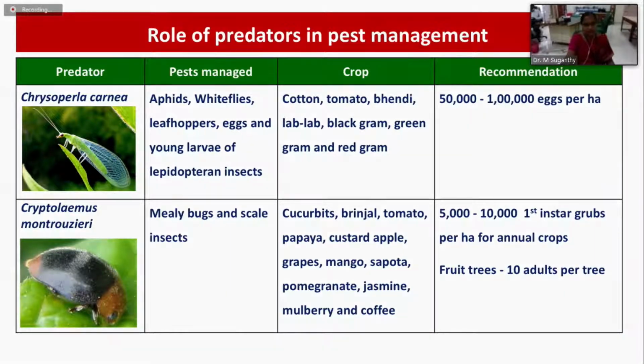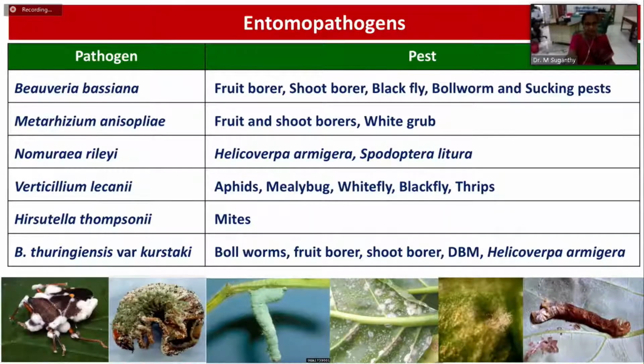Regarding the commercial availability of entomopathogens in India, Beauveria bassiana, the white muscardine fungus, is most effective against some of the sucking pests as well as some of the borers. Metarhizium anisopliae, commonly known as the green muscardine fungus, is effective against white grubs as well as fruit and shoot borer. Another entomopathogenic fungus is effective against Helicoverpa armigera and Spodoptera.